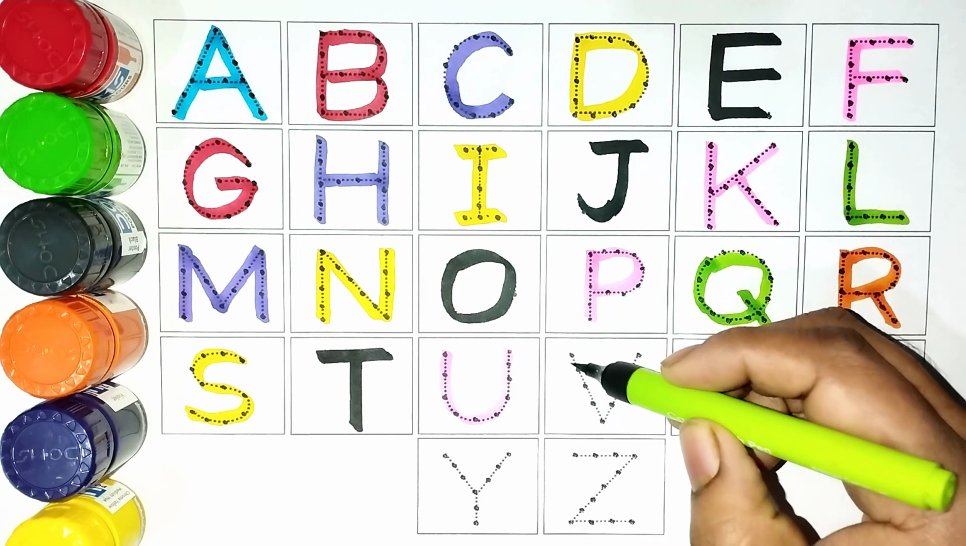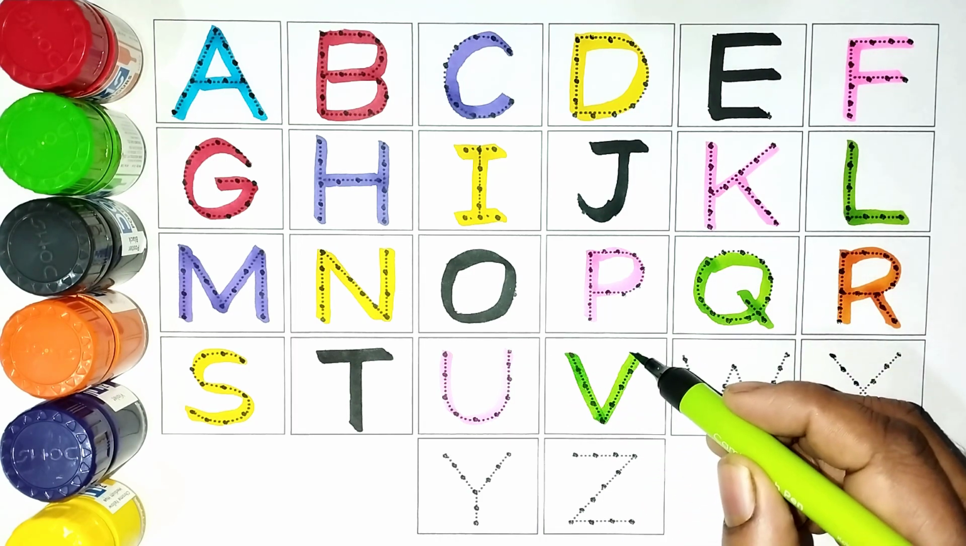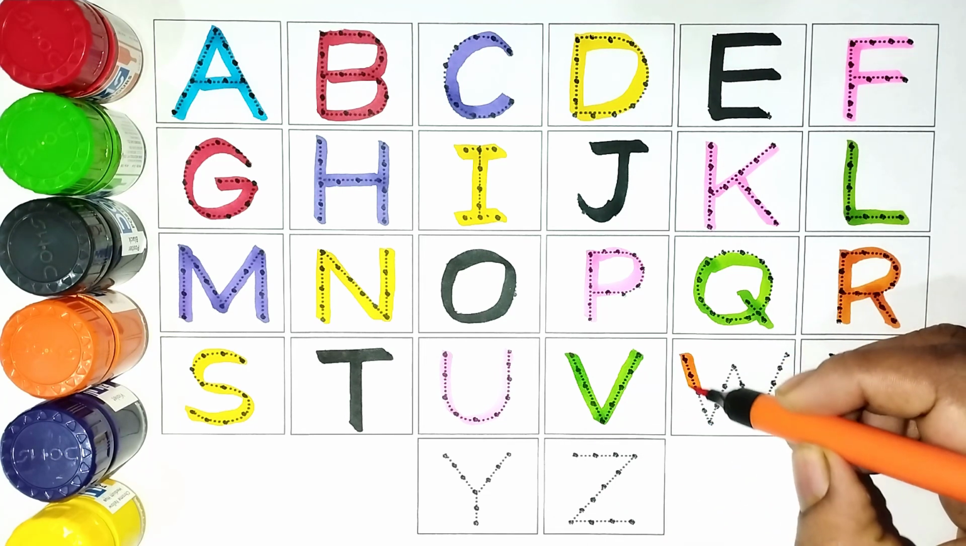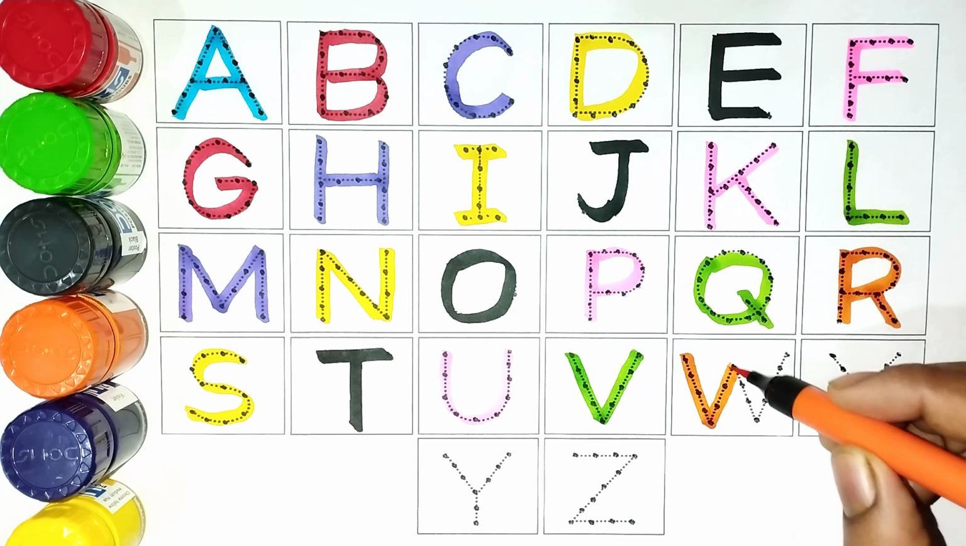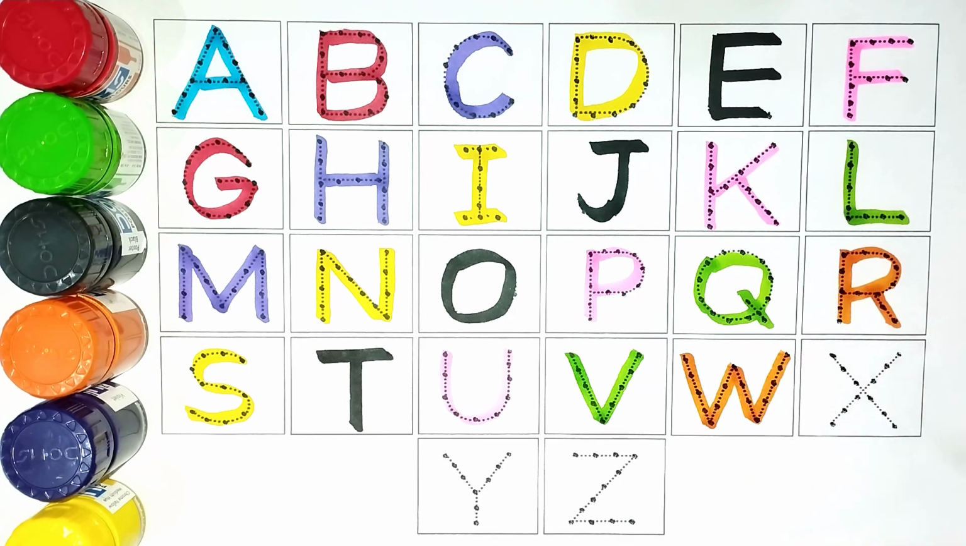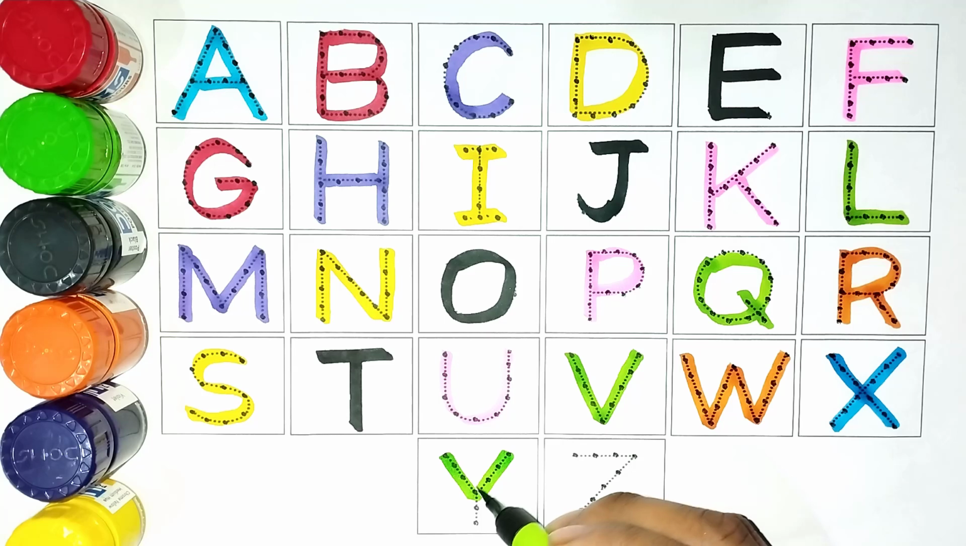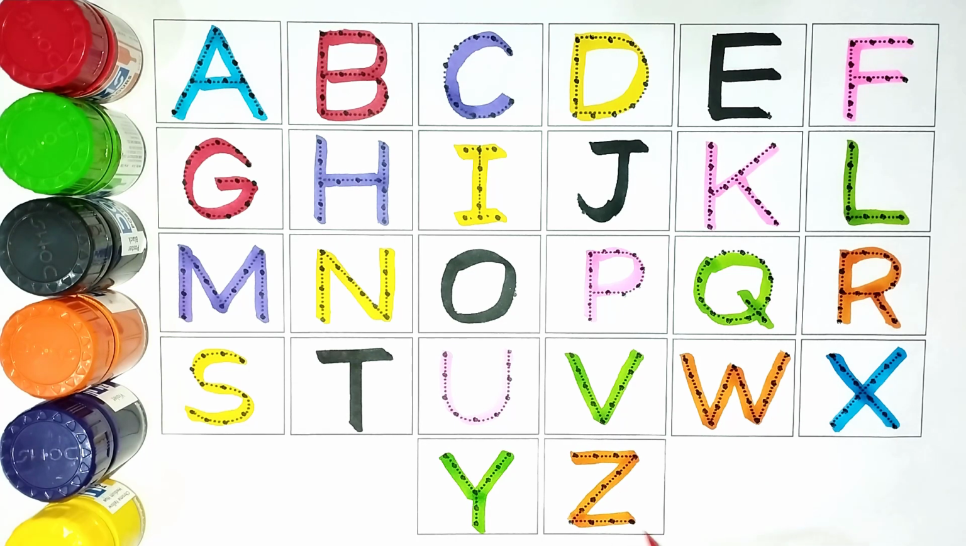Light green color, V for van. Orange color, W for watch. Sky blue color, X for x-ray. Light green color, Y for yak. Orange color, Z for zoo.